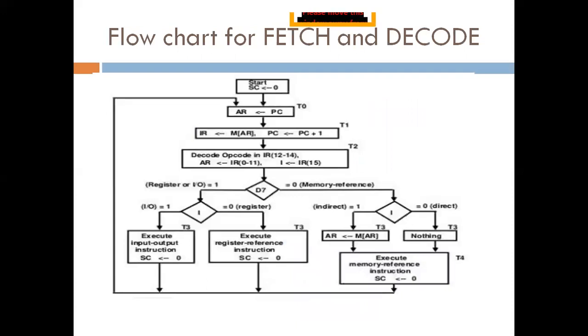Now the same thing is going to be explained through the flowchart. First, the instruction is executed when the value of the sequential counter is equal to 0. At the time of T0, the value of the program counter is loaded into the AR. At the timing of T1, from that memory address, take the data and store it into the IR. At the same time, the program counter is incremented. These two things are the fetch of the instruction at the time of T0 and T1.